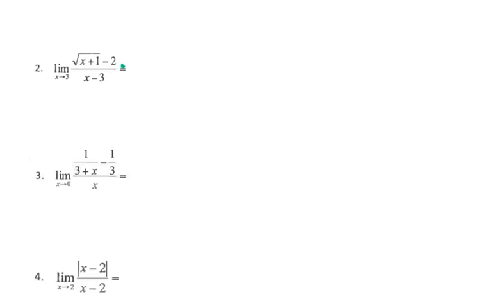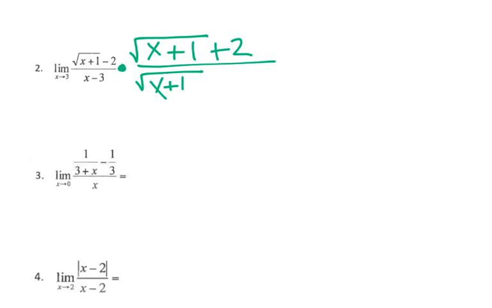And we are going to multiply, so I'm going to get rid of this equal sign, multiply by the conjugate. So we're going to multiply by the square root of x plus 1 plus 2, and multiply that to the numerator and the denominator. When we multiply that out, we still have the limit as x approaches 3.